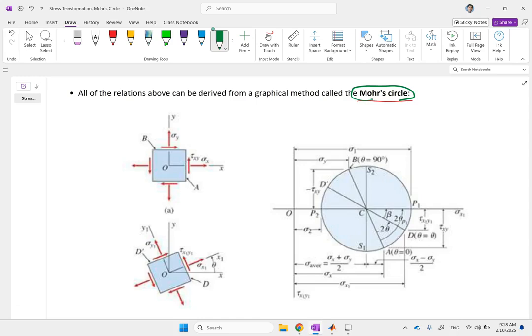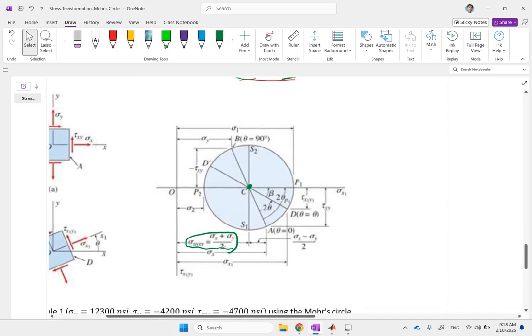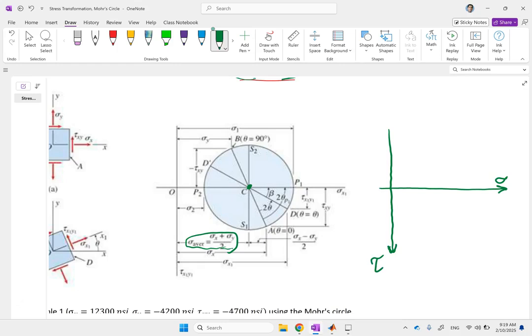Mohr says the center of the circle is the average sigma. Now, what are the axes? Before we go to the circle, we have to know what the axes are. The horizontal axis is the sigma axis, positive to the right, and the vertical axis is shear, but positive down. So that's the first thing you do. You plot this kind of axis.